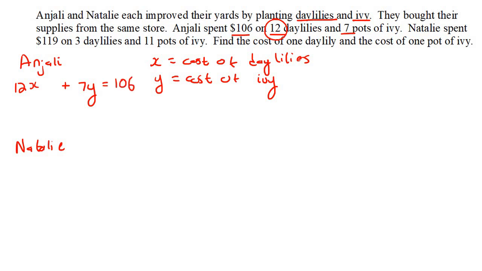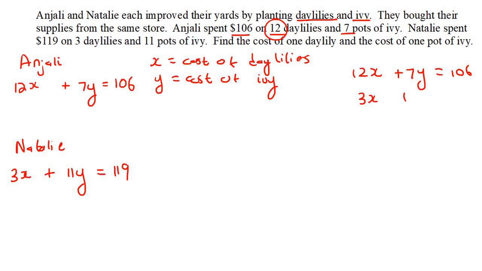Okay. And then Natalie did 3 daylilies, that's 3x, plus 11 ivy, so that's 11y. And the total cost there was 119. So there's the two equations that we now have. I'm just going to write them neatly below each other, like this. And at this point, you can decide whether you'd like to graph, substitution, or elimination. For this one, I'm going to go with elimination because I can get these to both become a 12.